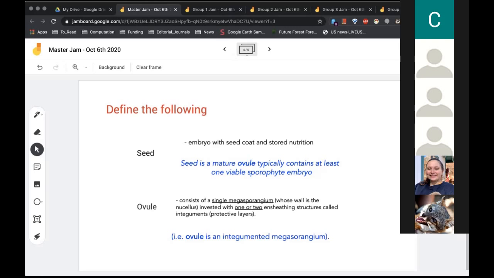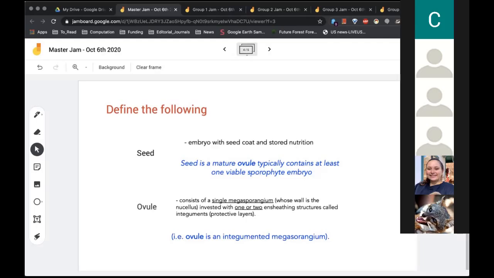And the ovule is a wonderful structure that involved several steps in terms of the evolution of this structure. Now, an ovule typically contains at least one viable sporophyte embryo. Oh my goodness, so the seed is an ovule that's containing the sporophyte, right? Not the gametophyte, but the sporophyte. Now, an ovule, this is another important term. The long definition is that it consists of a single megasporangium. Oh my gosh, another botany term, megasporangium.